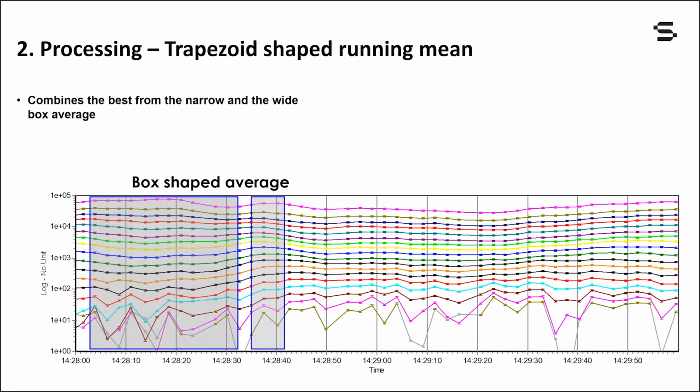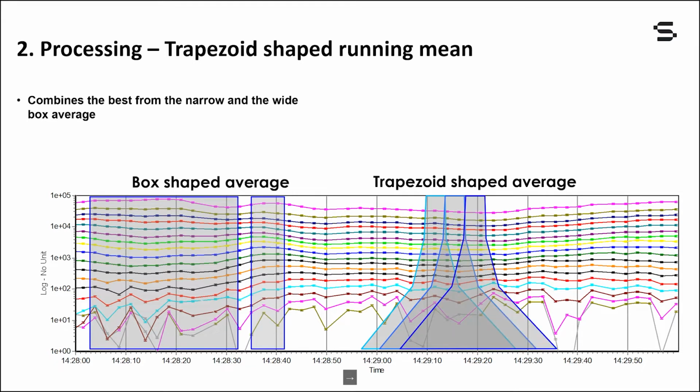So we want the best of two worlds. We want the best of the large box filter at late times, and we want the small narrow box filter at early times. So we have the option to set up a trapezoid shaped average filter instead. You actually define 3 different widths within 3 different times, and then you can use this and move this.